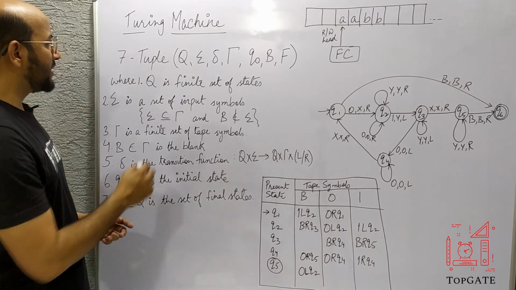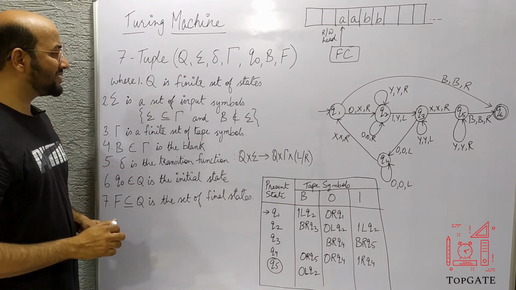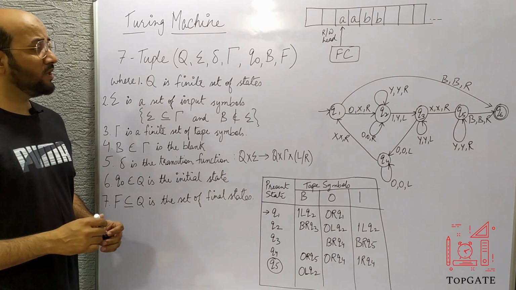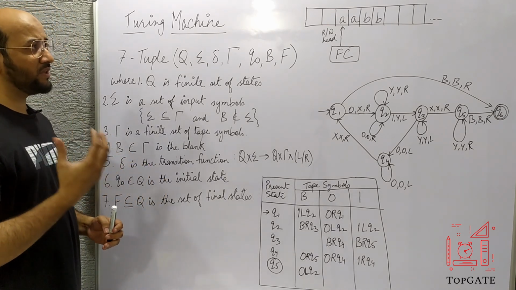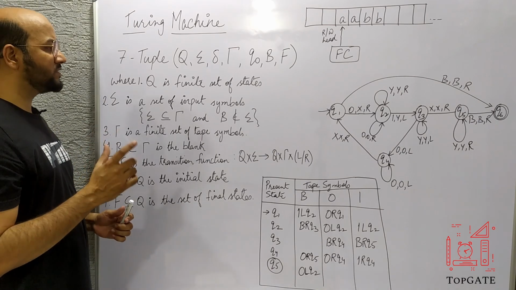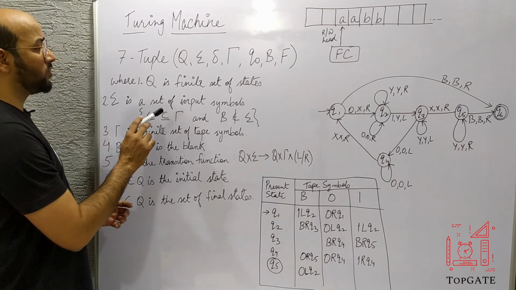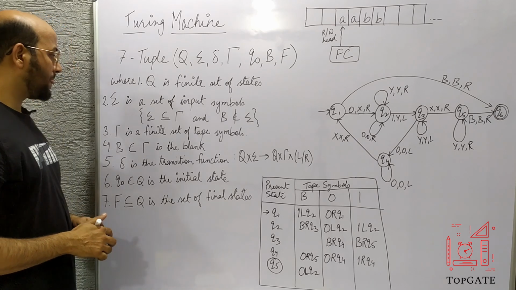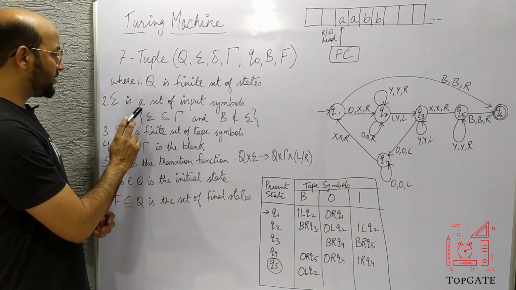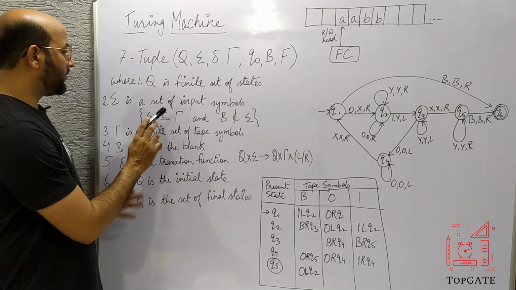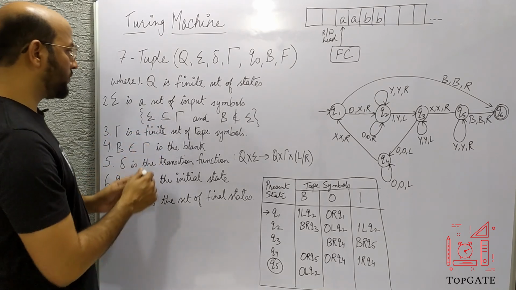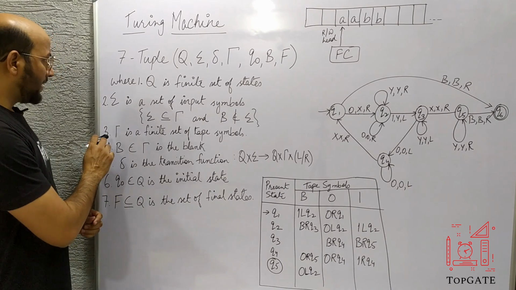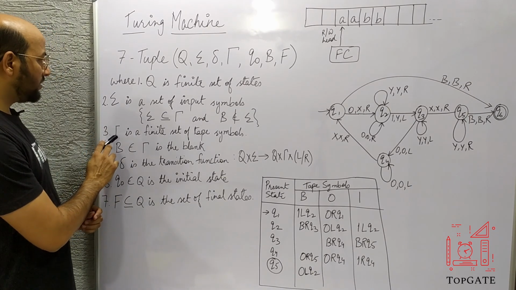The next one is sigma. Sigma is a set of input symbols. Whatever string we are reading, the elements of that string will be called input symbols, so that is a finite set of input symbols. This sigma is also a subset of tau. Now I'll tell you what tau is, and then how sigma is a subset of it. The third one is tau.